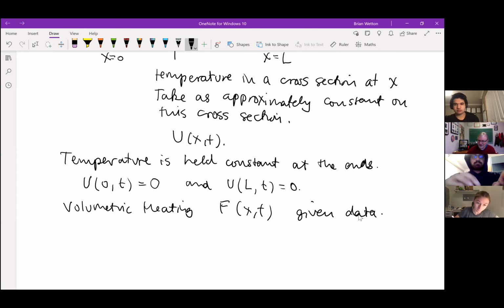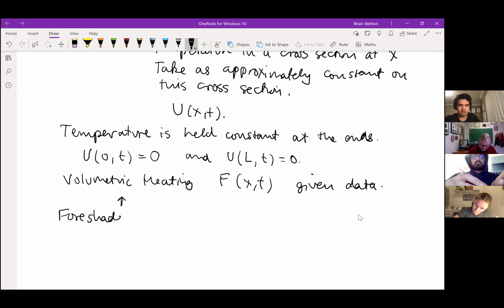Okay, so just like last time, I'm going to foreshadow the result. After scaling x and t and u, we will get a dimensionless problem.